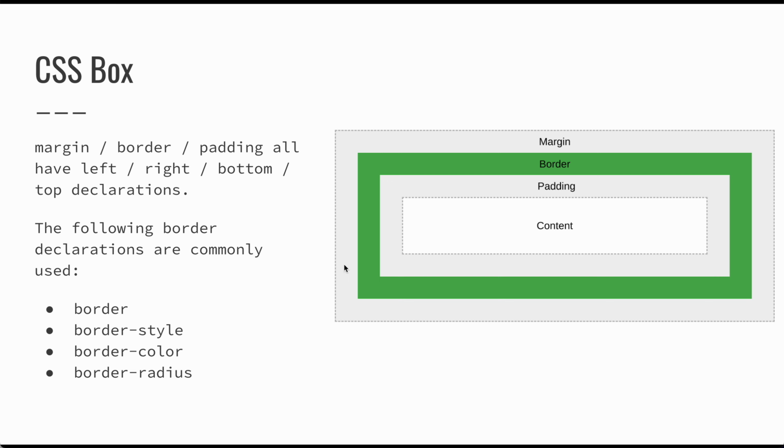You have your content, so if you had a div element, you would have content in that div element. You'd have padding, which is essentially what's between the content and your border. Your border is what's drawn around it, and then your margin is the empty space that separates this element from others. So you can set border, border style, border color, and border radius if you want rounded corners on your border.